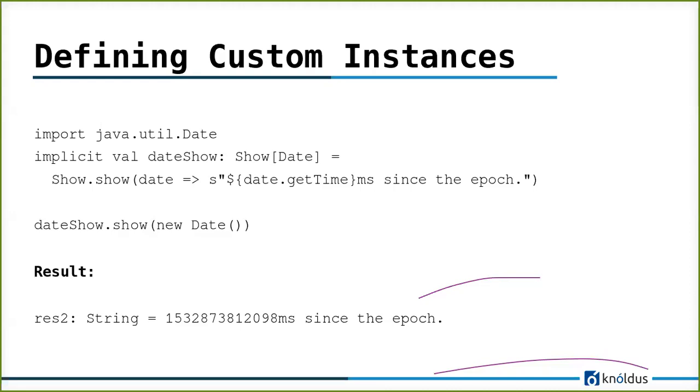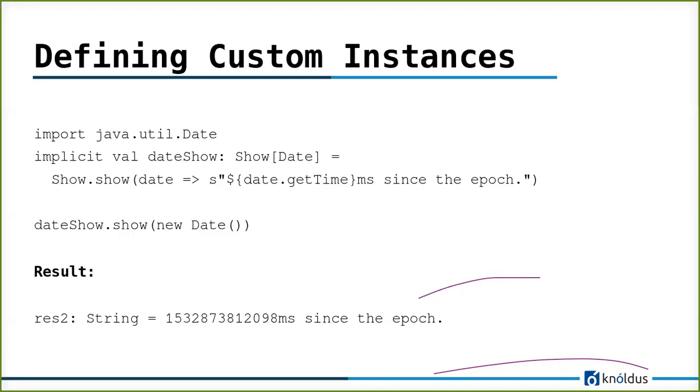and dateShow.show(new Date) will automatically get the date object and print the result, something like the milliseconds since the epoch, as you can see at the bottom of your screen. So this is the result of whatever I have defined in the above example. In this way, we can create custom instances.